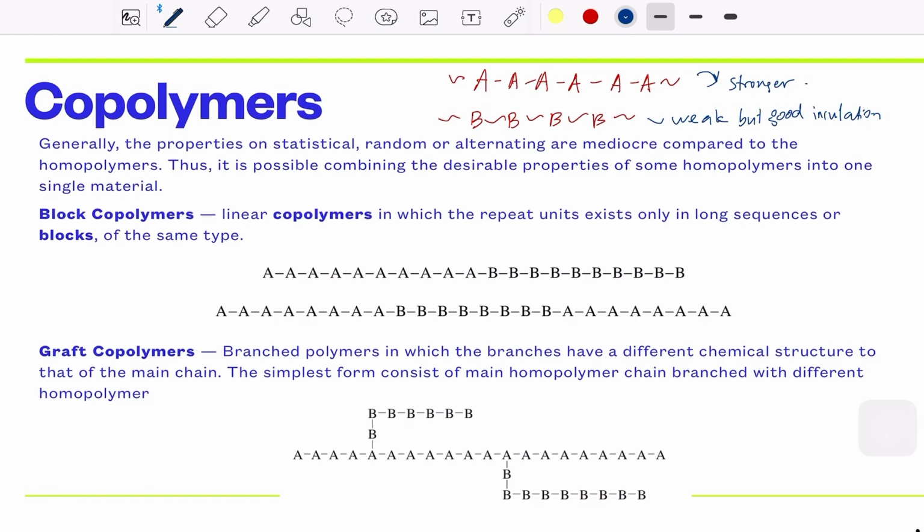Block. We have the first one, which is A and then B. The second one is A and then B and then A. Okay. So it's a linear copolymer, and the repeat units exist along the chain. Okay, along the chain. So we call that a block copolymer.